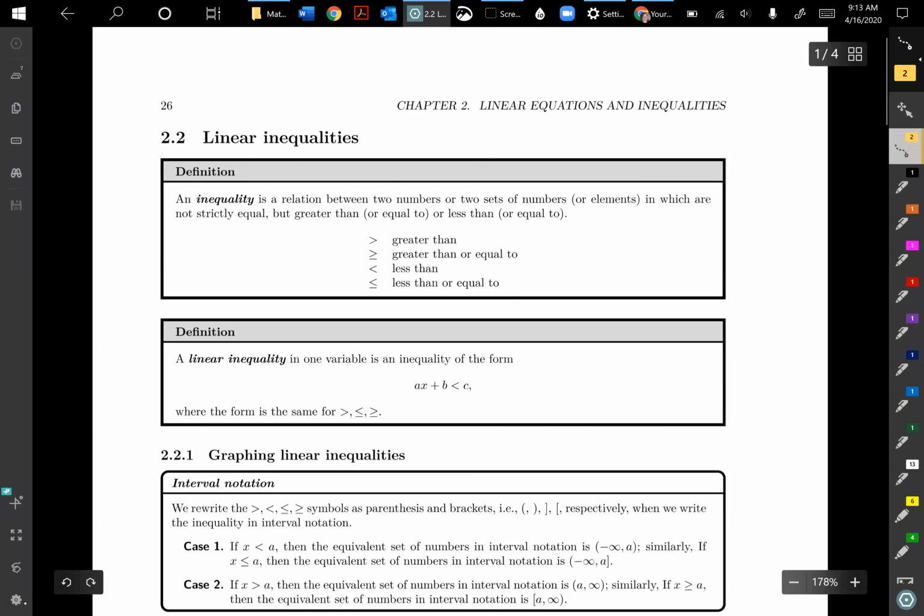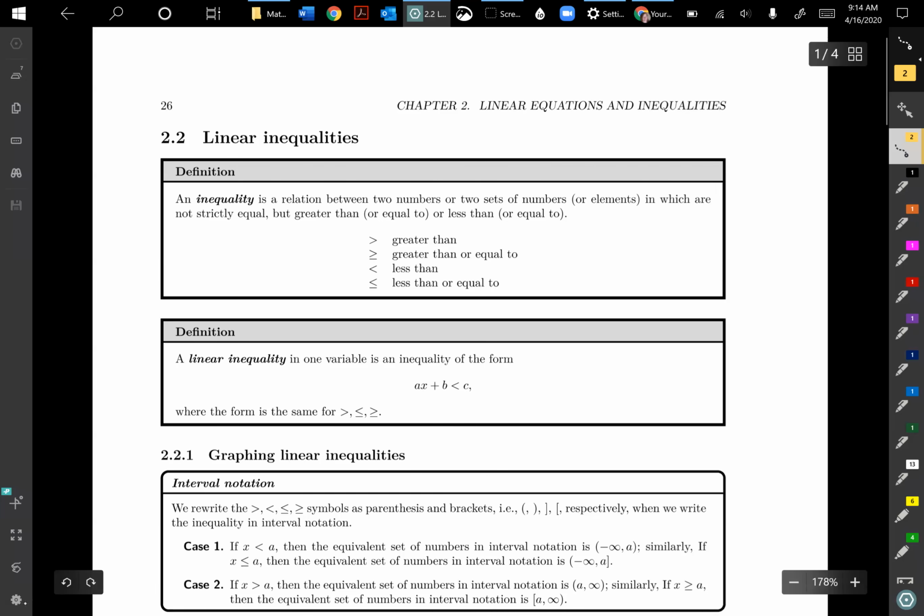So first of all, let's look at the definition of what inequalities are. An inequality is a relation between two numbers or two sets of numbers or elements, sometimes we call them, which are not strictly equal, but greater than or equal to or less than or equal to. And here are all the symbols, so read through those. Just make sure if you have an equal to that you have that equal symbol line underneath. Okay, and when we graph these on a number line, that means you're going to fill in a solid dot or have like a bracket. So I'll show you those. It's a little different when you're doing that, but you should be kind of familiar with this.